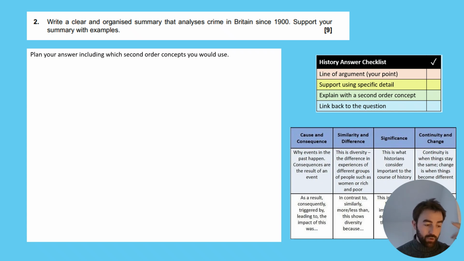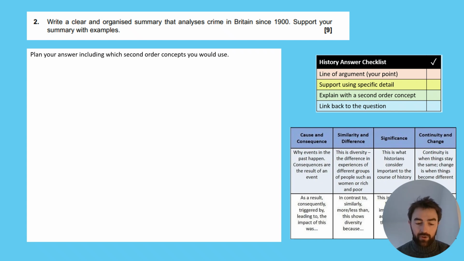So just to model the process here, straight off the top of my head, what do I actually think about that question? Write a clear and organised summary that analyses crime in Britain since 1900. Okay, what is a new crime? What is a developing crime in this time period? Well, terrorism has changed substantially in the modern time period. Now I'm going to support that using specific detail. We're talking about the IRA. We're talking about Islamic terrorism, particularly in the 21st century.